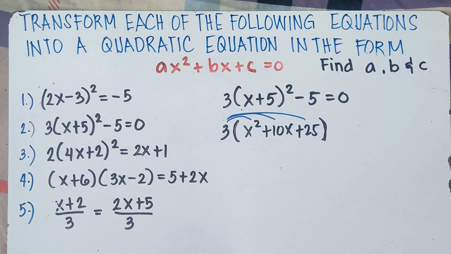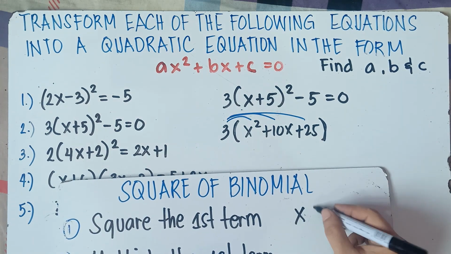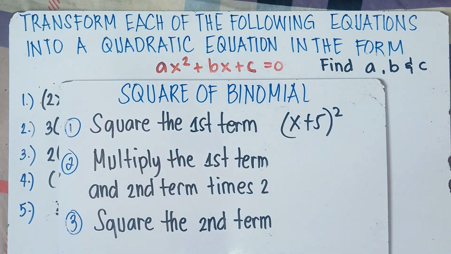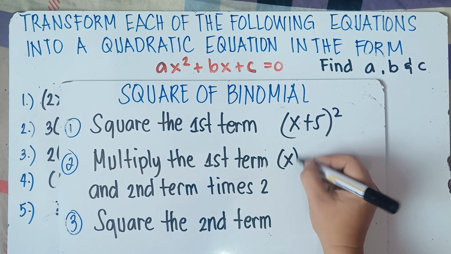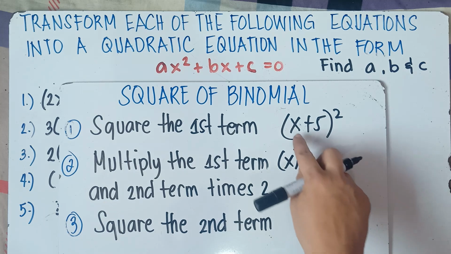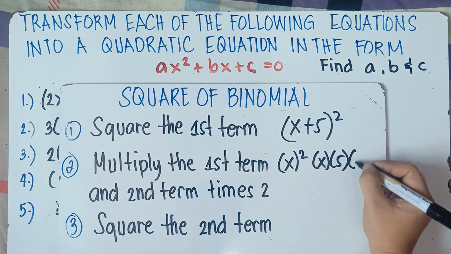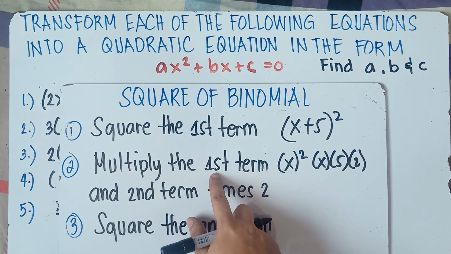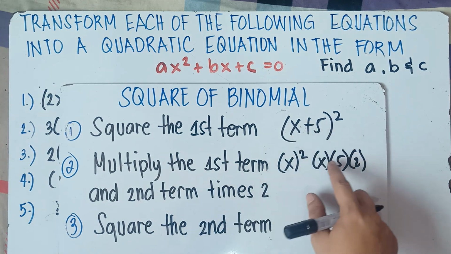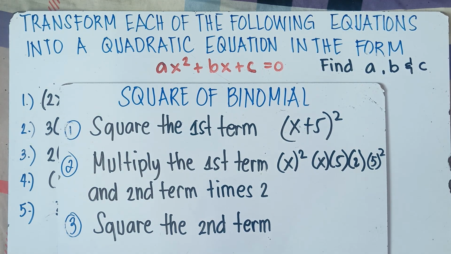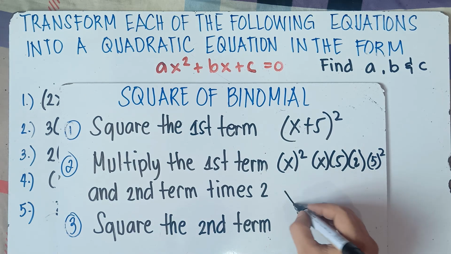Alright, so let's use first the square of binomial, x plus 5. I'm sure, class, it's very easy for the square of binomial. So x plus 5 quantity squared. The square of binomial says you square the first term, so x squared. You multiply the first term and second term times 2, so x times 5 times 2. Then you square the last term, so 5 squared.